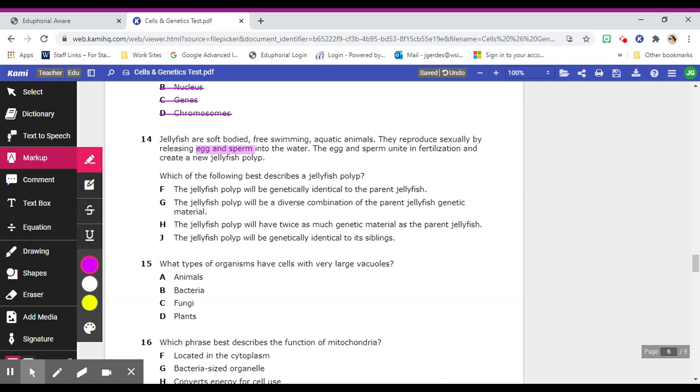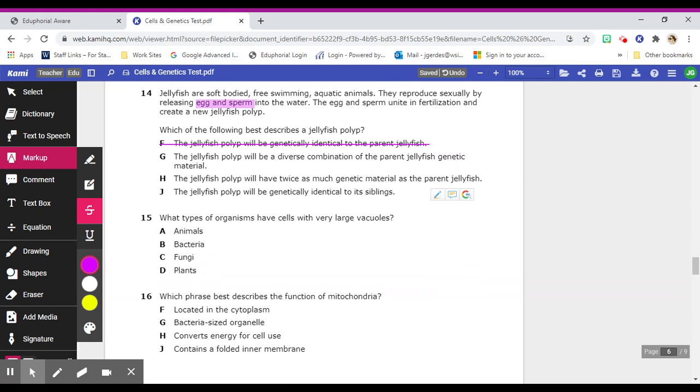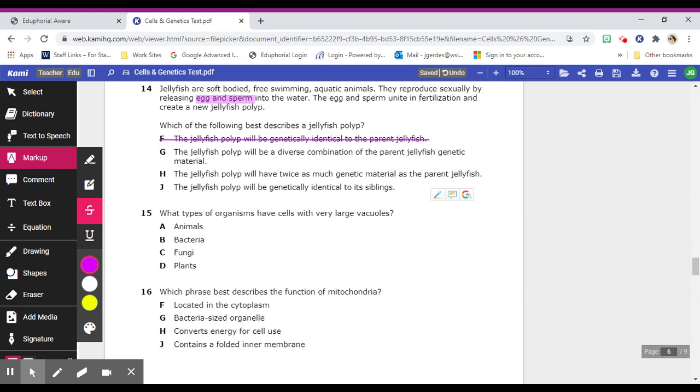Okay, so let's read our answer choices. F, the jellyfish polyp would be genetically identical. Well, that is telling us asexual, and we know that can't be true because we have an egg and sperm. So that cannot be true. G, the jellyfish polyp will be a diverse combination of the parent jellyfish genetic information or material. That might be our answer, but let me keep looking.